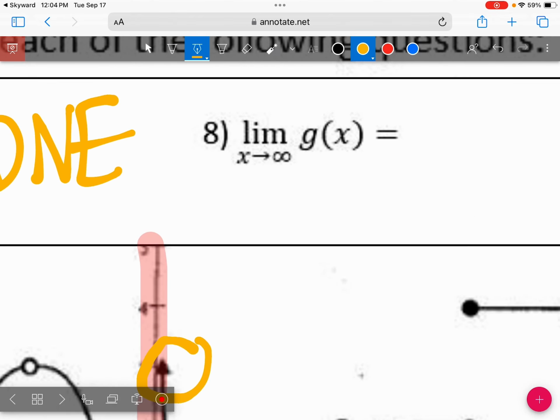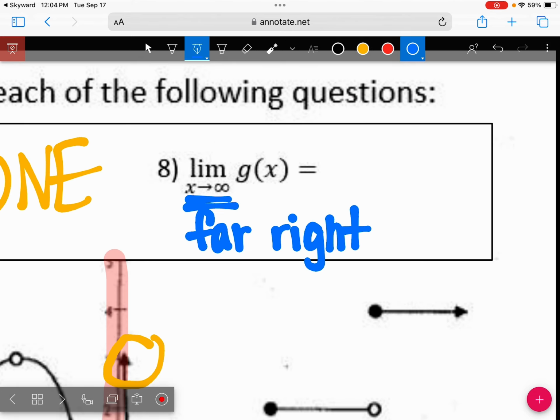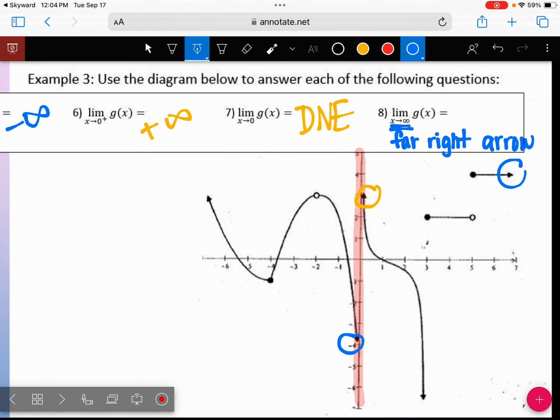Now, what this is asking you for, this means positive infinity. That's the far right arrow. The far right arrow in this example would be this arrow right there. And notice that it's constant. So what would be the limit as x approaches positive infinity? It's staying constant at what number? 4. So here, if you look at it, it looks like y equals 4. All right. It'll be the other arrow.